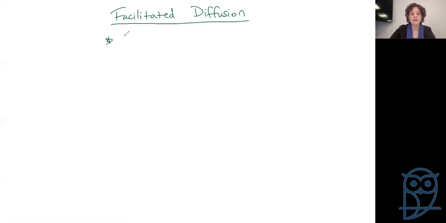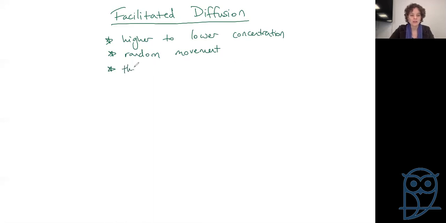So again, we have from higher to lower concentration. Again, we have random movement. This is still linked to the same story of kinetic energy. Again, we have these two. Our new thing is that we're going to be going through transport proteins.